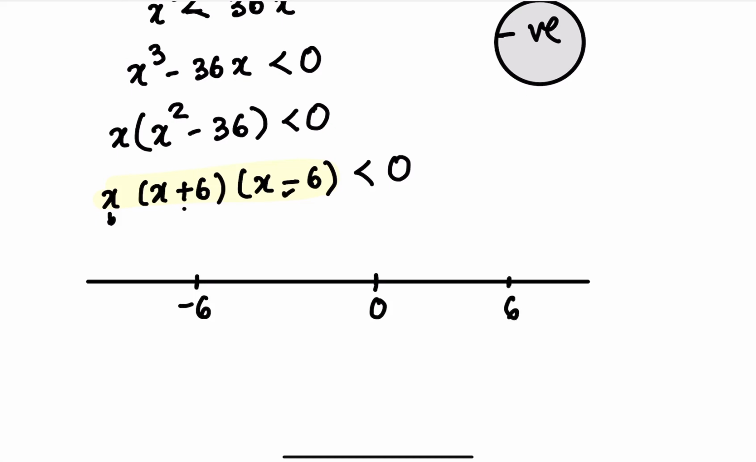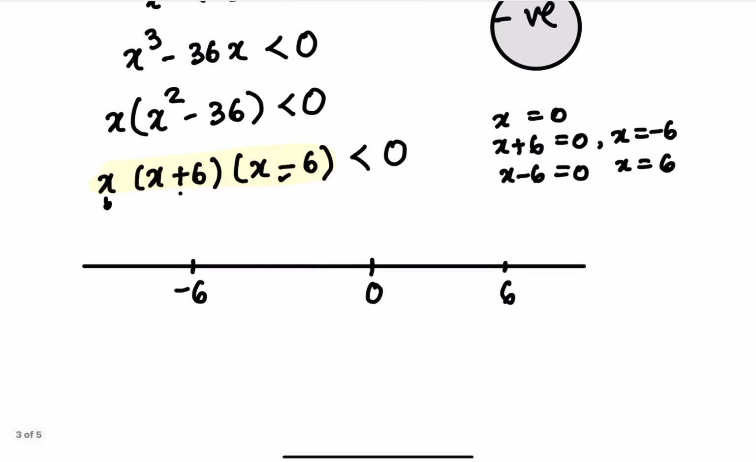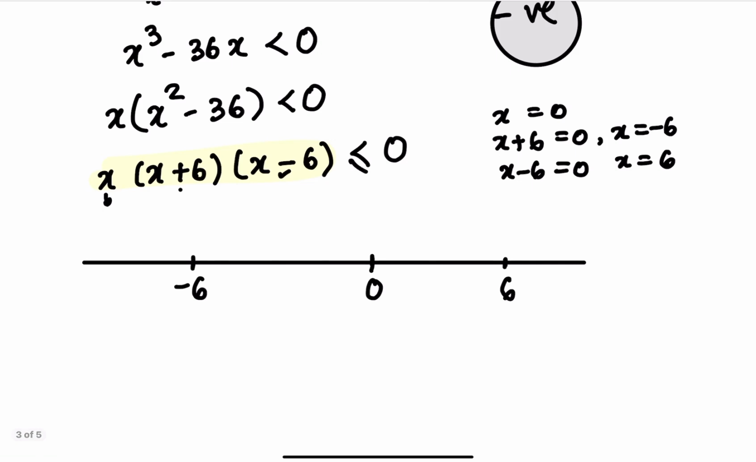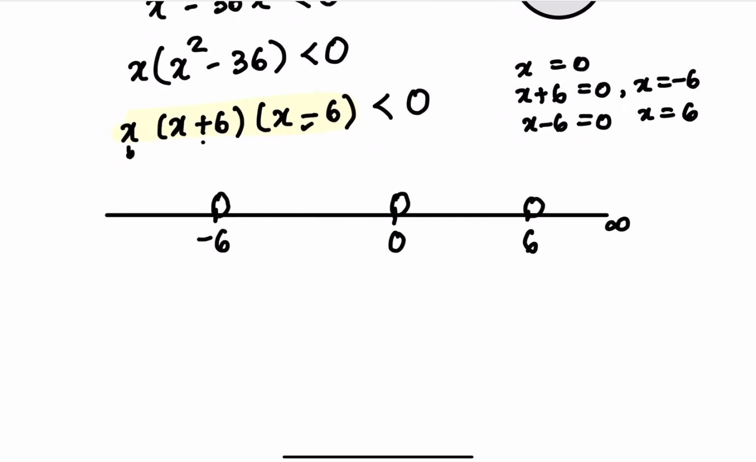So what you're doing is you're technically taking each of the factors and setting them equal to 0 and finding the value of x, and then you're plotting them here. It has to be less than, not less than or equal to. Keep that in mind. So less than, that means this is an open circle, open circle, open circle. Now this is positive infinity, this is negative infinity.